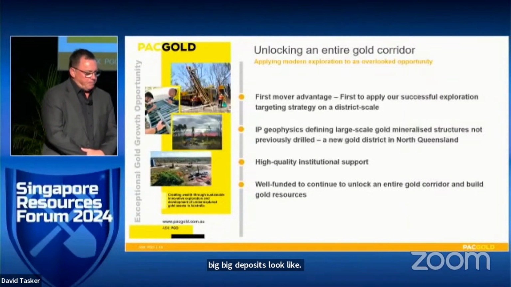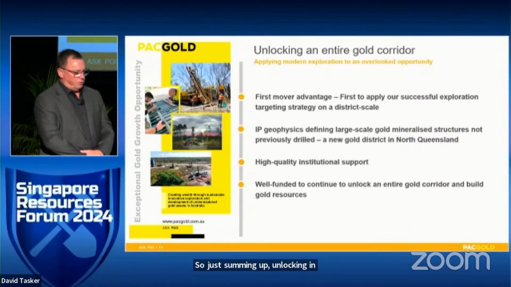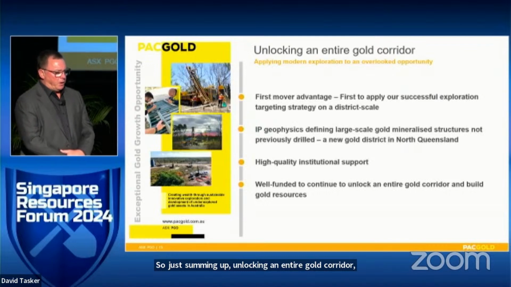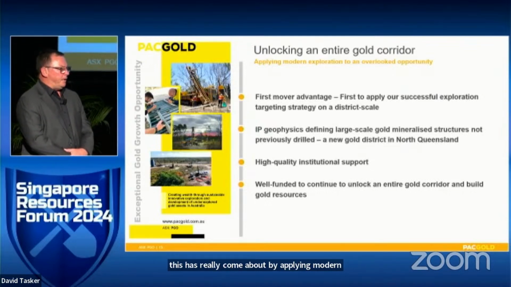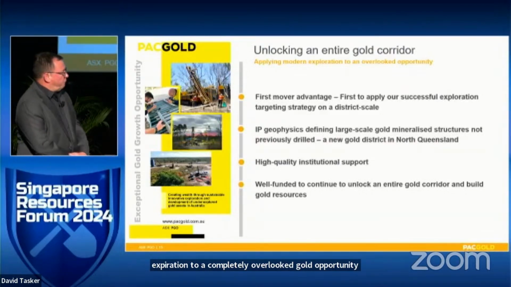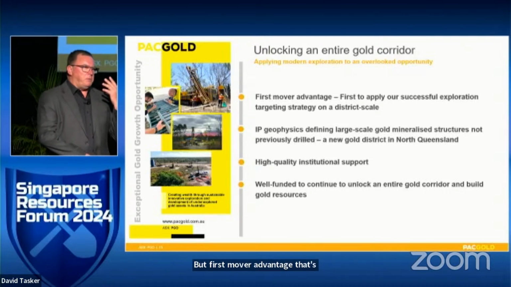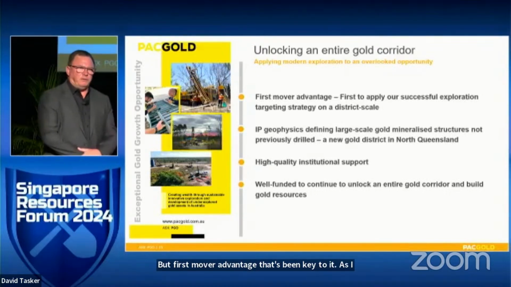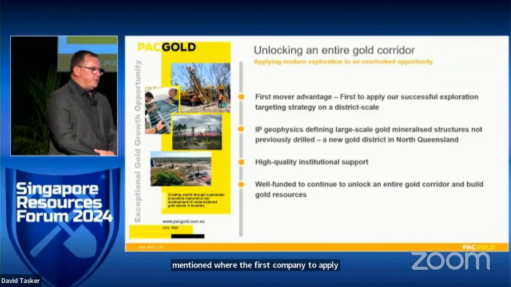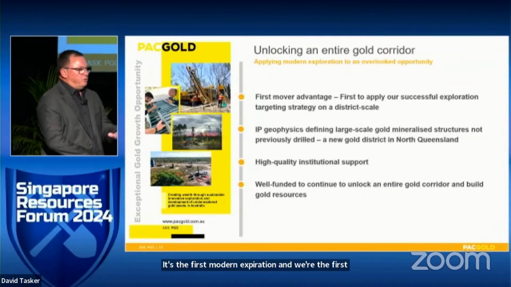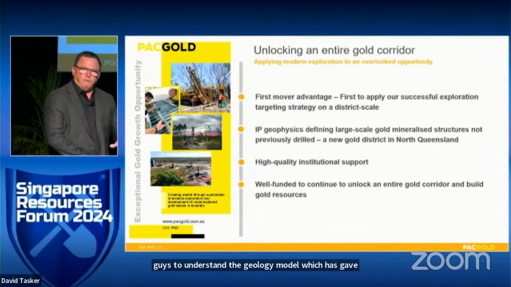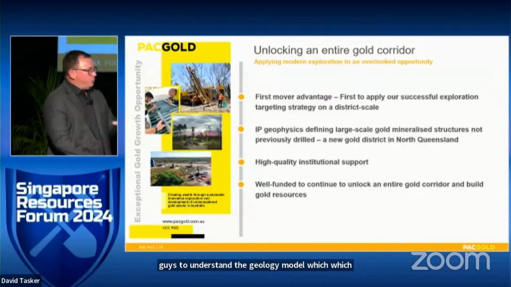So just summing up, unlocking an entire gold corridor. This has really come about by applying modern exploration to a completely overlooked gold opportunity in quite a rich district of North Queensland. But first mover advantage, that's been key to it. As I mentioned, we're the first company to apply geophysics. It's the first modern exploration, and we're the first guys to understand the geology model, which gave us confidence to go deeper in that system, and that's what's led to the high-grade zones.